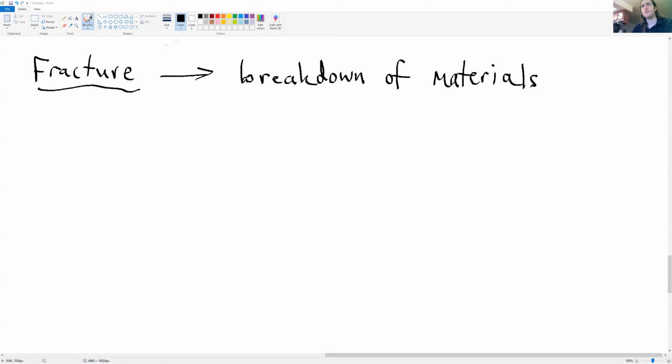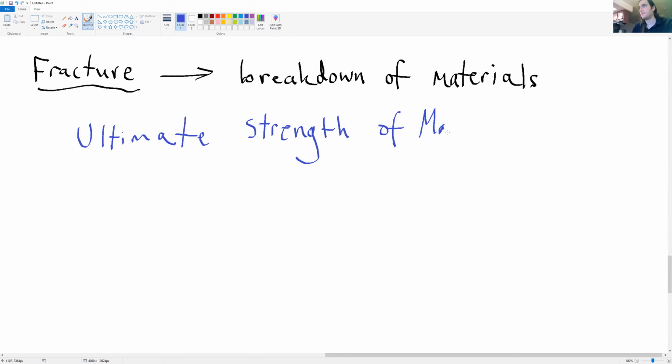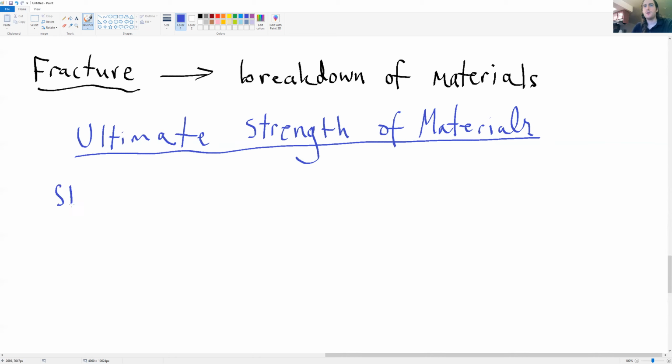So the first thing we'll take a look at here is a table from the book, and they call this the ultimate strength of materials. We'll just quote a couple of them here. It's in the book, in chapter 9, section 9.6. So we'll take a look. Maybe here's steel. We've been working with steel a lot.